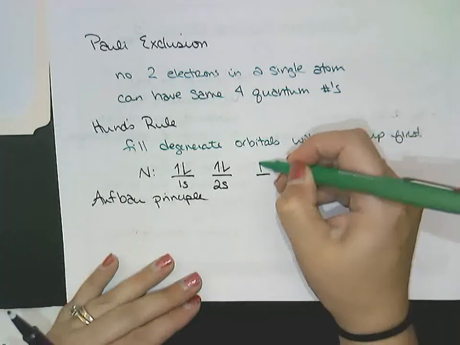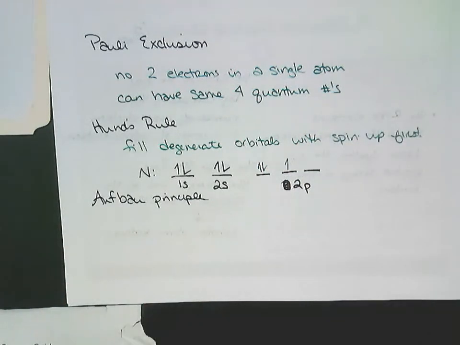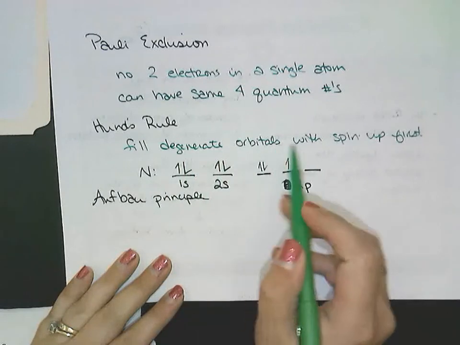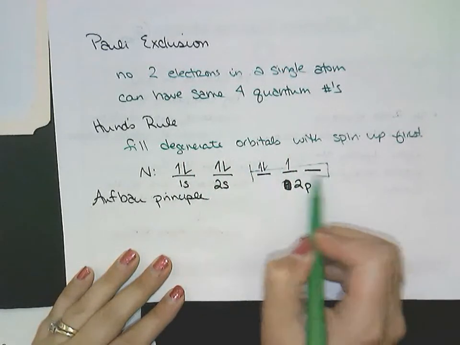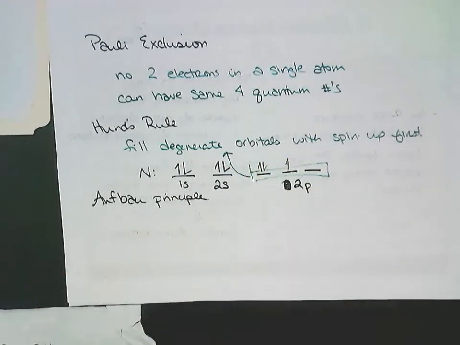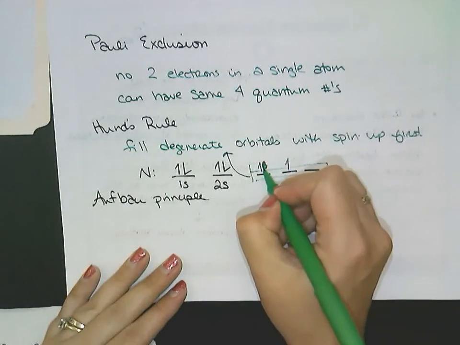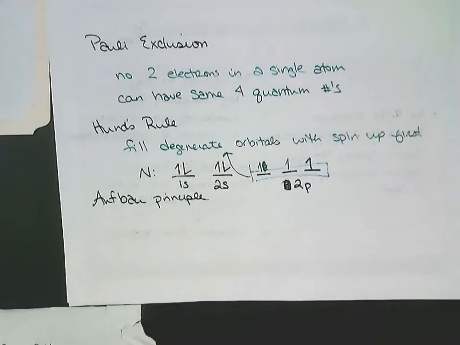So would I do it that way? No. What's wrong with that? So we're going to fill the degenerate orbitals, which are these 3. These 3 are all degenerate, meaning I have 3 of the exact same. Spin up first, so that one's wrong. It should be this way. Hund's rule says everybody up, then come back and do everybody down.